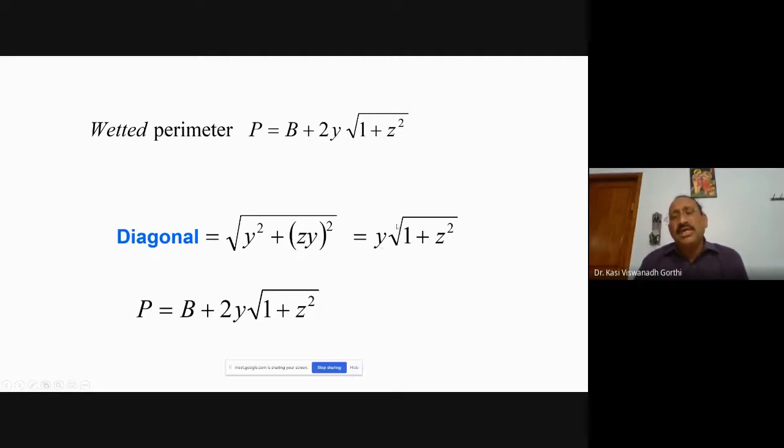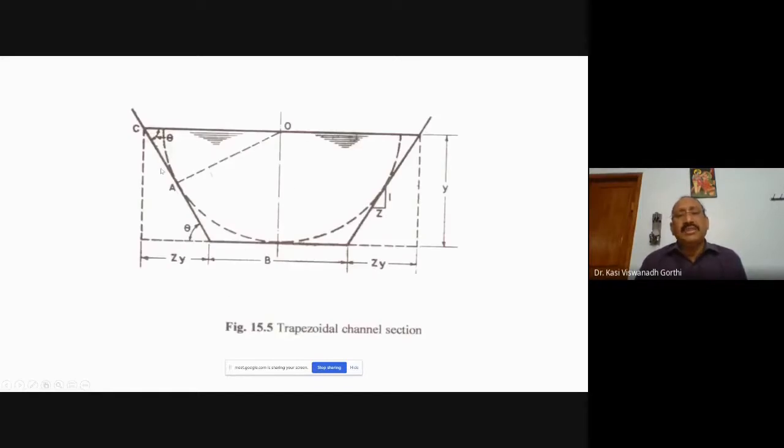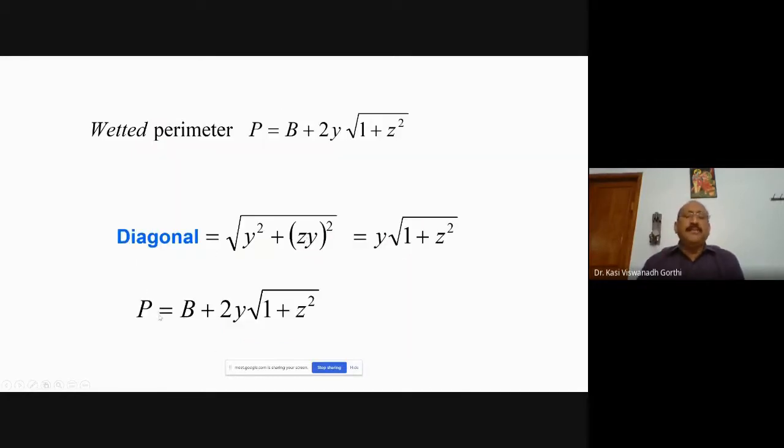Or it is Y into square root of 1 plus Z square. This is there for one side. Similarly, this side also Y into root 1 plus Z square. So the bed width B plus twice Y into root 1 plus Z square gives you the total wetted perimeter. P is equal to B plus 2 into Y into square root of 1 plus Z square.